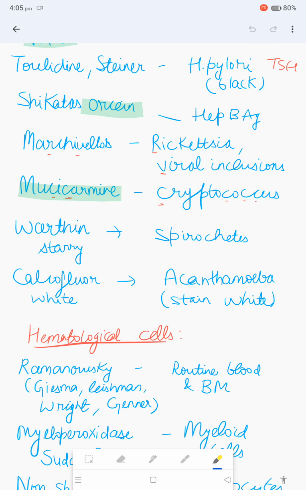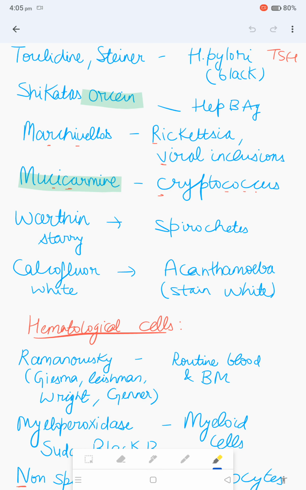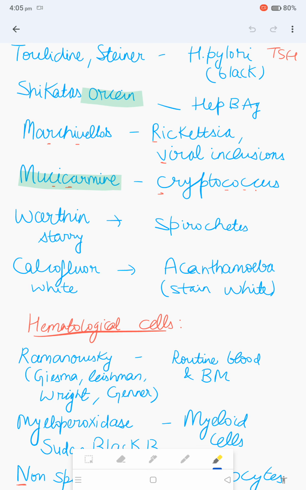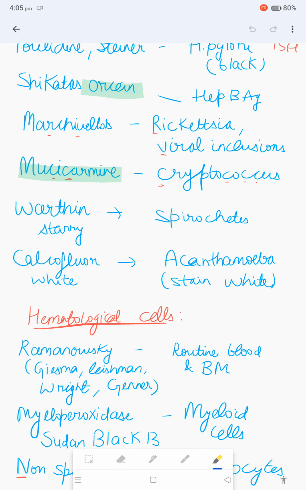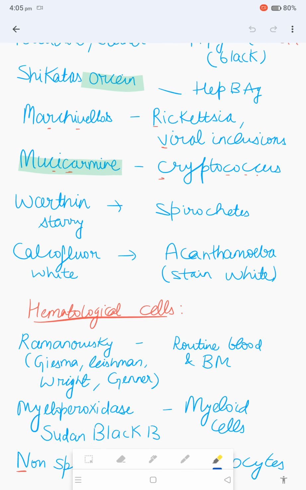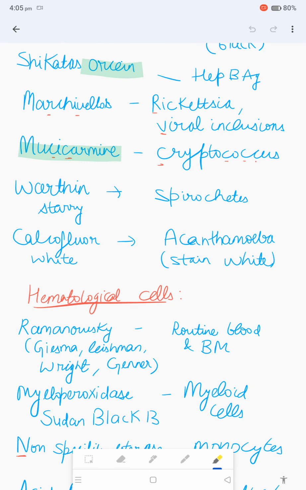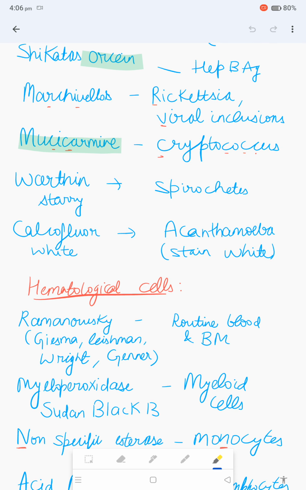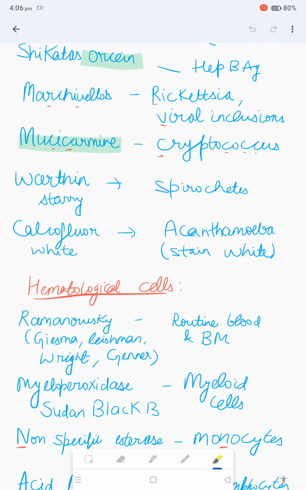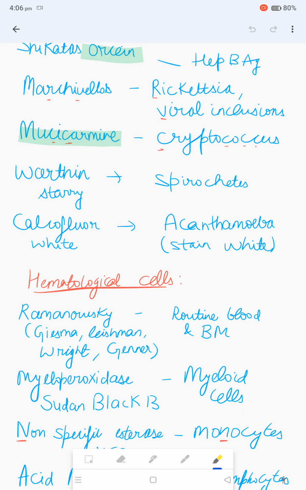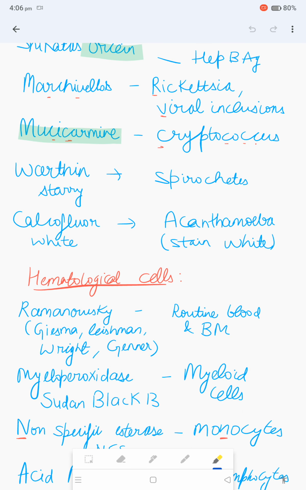Then mucicarmine. In mucicarmine, two C's are coming, and in cryptococcus also many C's are coming. So mucicarmine stain is for cryptococcus. Mucicarmine was also the specific stain for mucin, and it is used for epithelial mucin and also for cryptococcus.